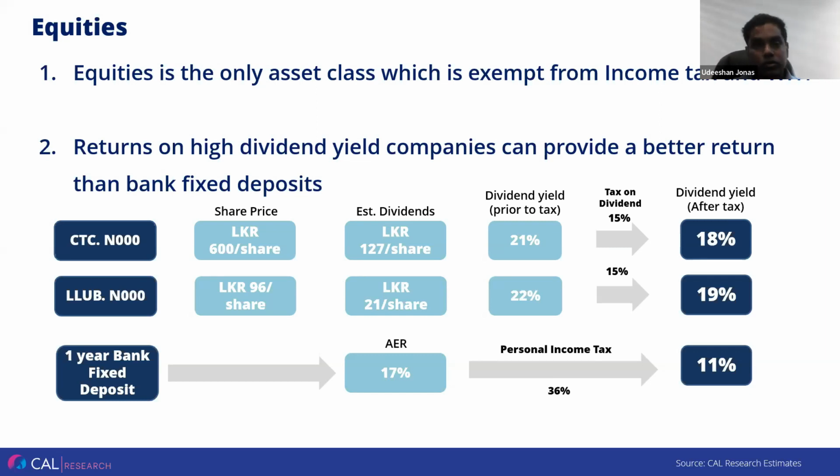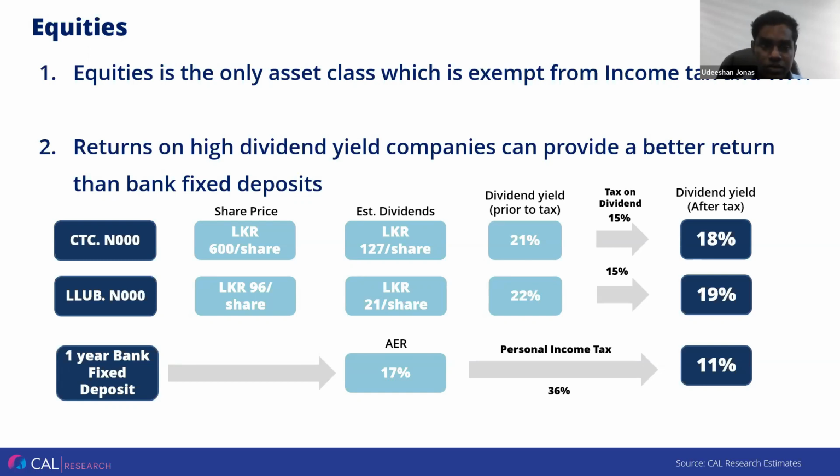Going forward, it doesn't matter whether it's employment income or interest income, everything will be put together and taken as total income. So if your total income, inclusive of all kinds of income that you make, crosses 308,000 rupees a month, you will be falling into that 36% tax bracket. And it's a progressive rate, so you start from 6% going up to 36%.